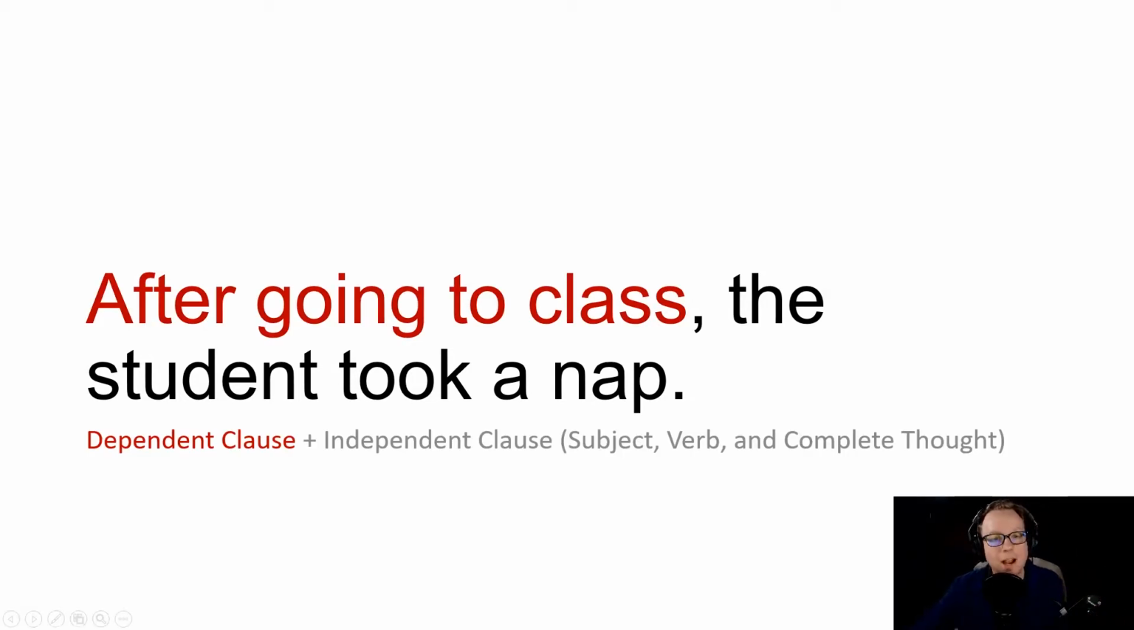The first part here, after going to class, that group of words cannot be a sentence by itself. If it was the only part of the sentence, you'd think, what happened after going to class, right? Who's involved? Because you're missing a subject, a verb, and a complete thought, you want more because it needs more. So it's dependent and it needs an independent clause to finish it. The word after is the thing that initiates it because it's called a subordinating conjunction. It's the kind of word that no matter what follows it will always be dependent. So that's a clue for you there.